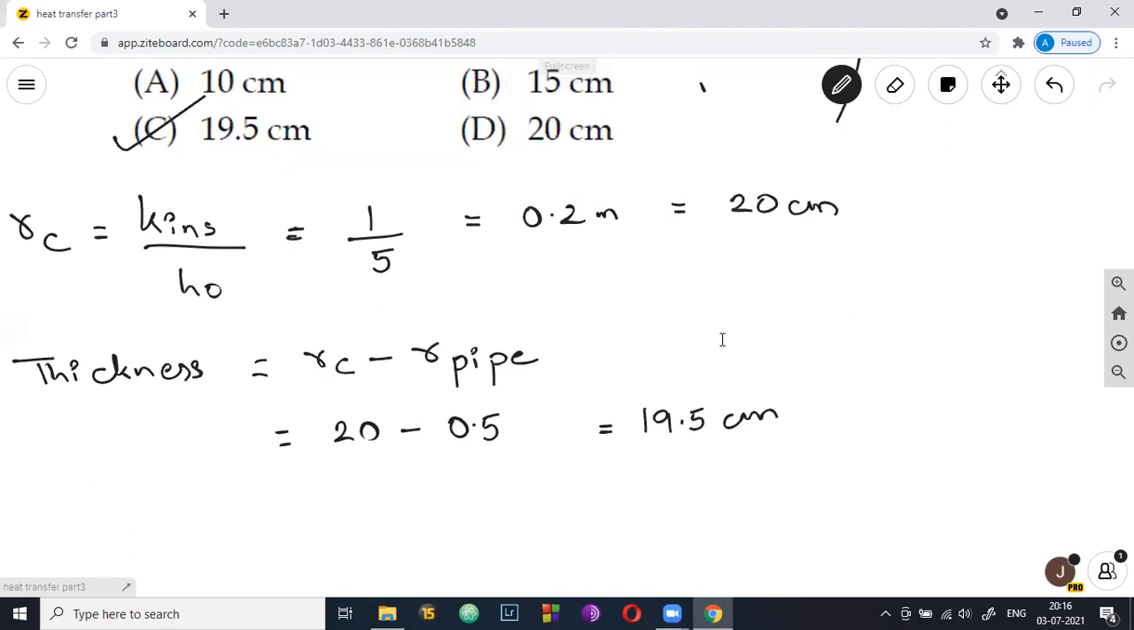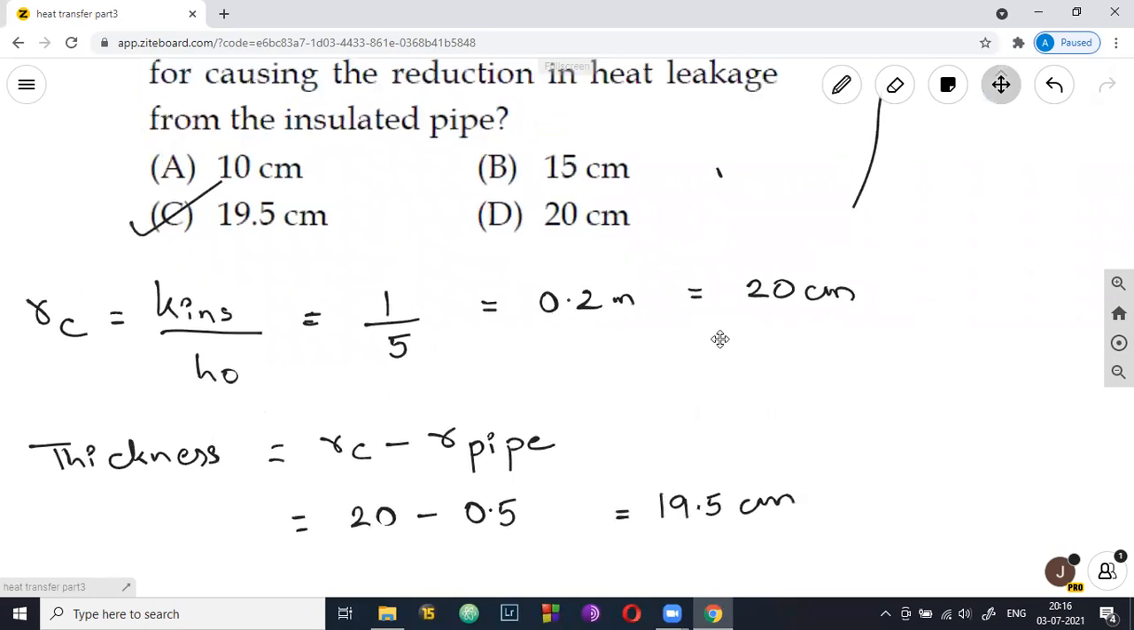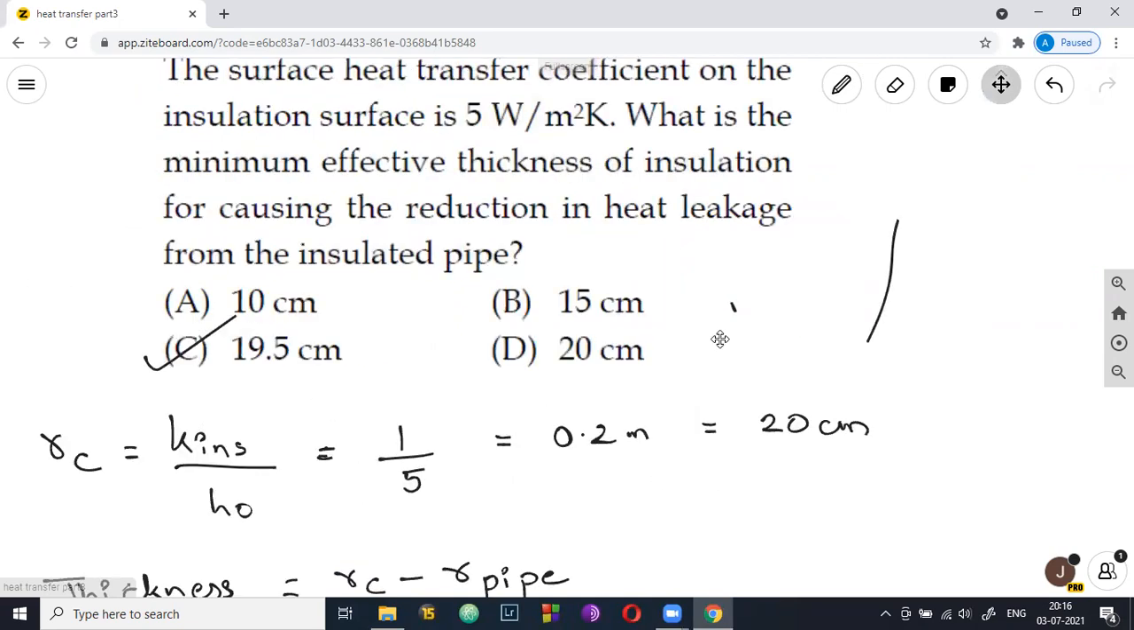Any thickness more than this will decrease the heat transfer rate, and our purpose is to decrease the heat transfer rate. So this is the minimum effective thickness. Any value more than this will decrease the heat transfer rate because it will be giving more than RC value. So your heat transfer will drop down according to the graph.